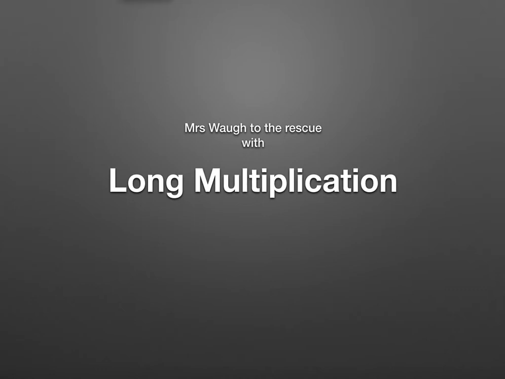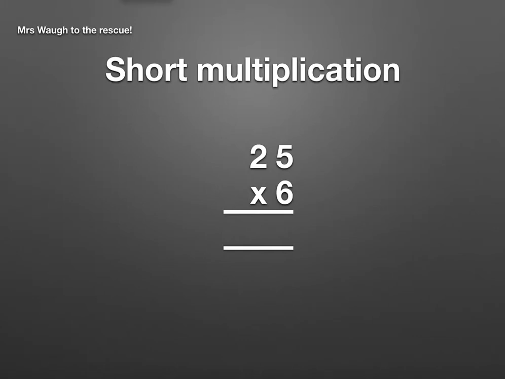Trouble with long multiplication? Perhaps I can help. Quick reminder of what short multiplication is. That's when you have a number and you're multiplying it by one single digit. Doesn't matter how long that number is on the top there. If you're multiplying by one single digit, it's short multiplication.